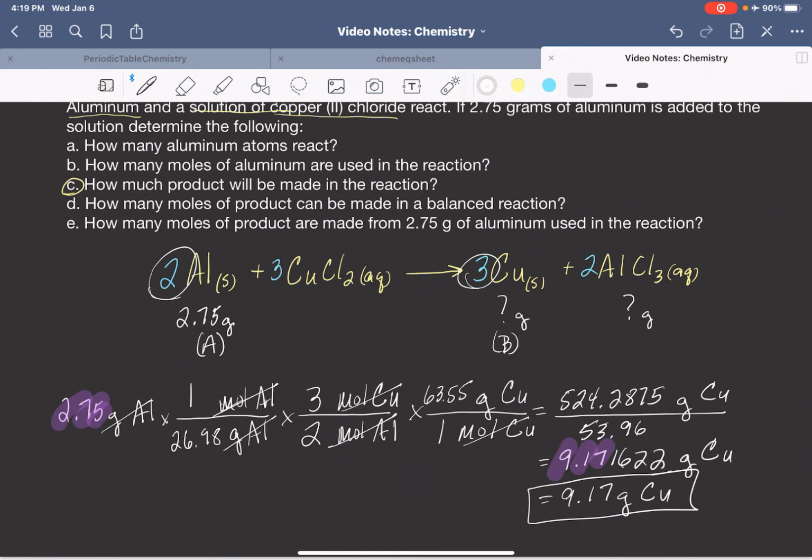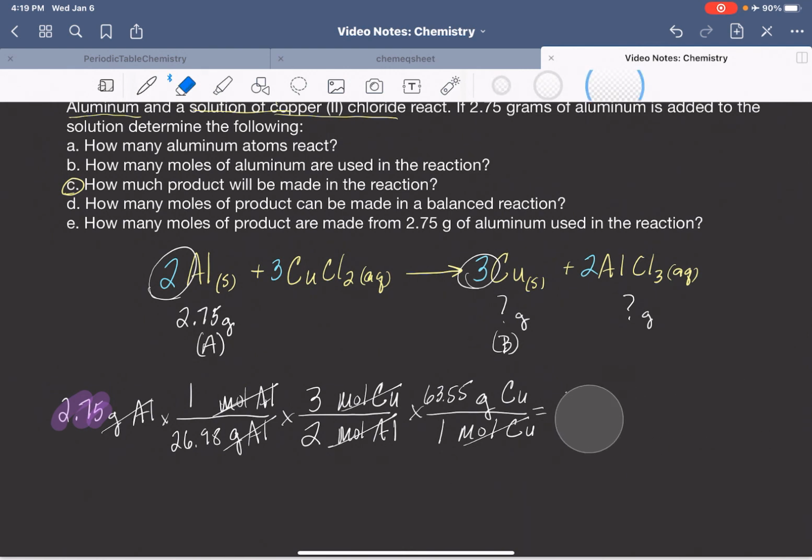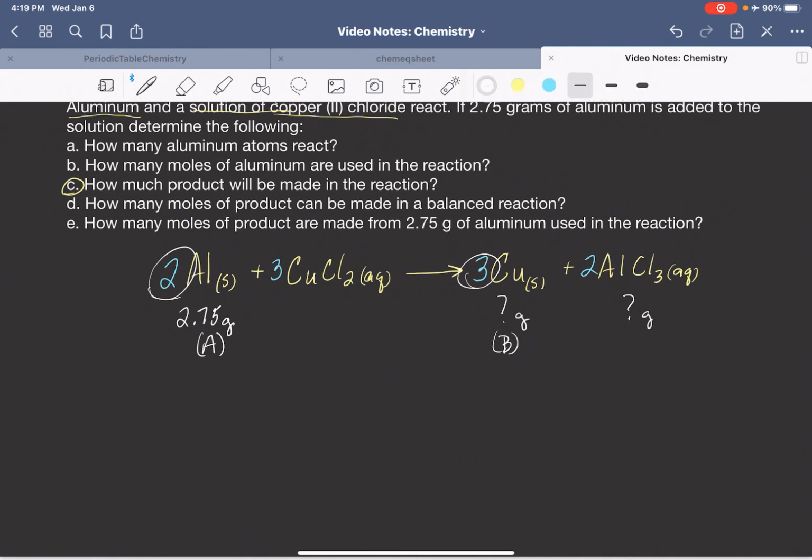All right, let's do this again for now the aluminum chloride. Let's go ahead and erase all this. All right. Here we go. Start off again with what you know. In this case, B is going to be this substance. We've already figured out the copper. So we've got 2.75 grams of the aluminum, right? That's what we're starting with.